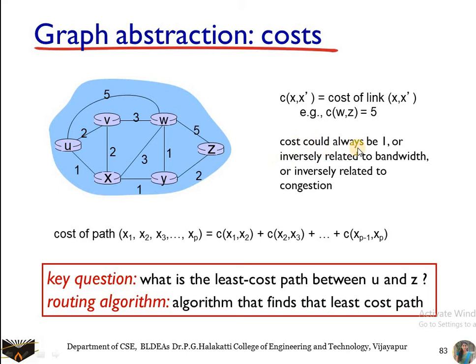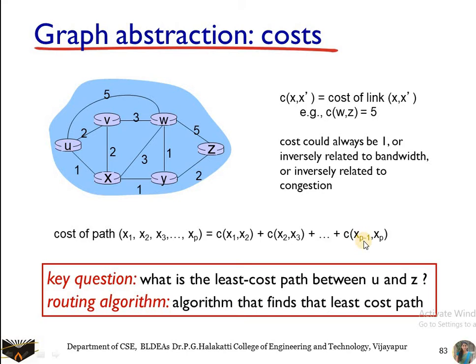So cost could always be 1, or inversely related to the bandwidth, or inversely related to the congestion. So based on these criteria we can decide the cost. The cost of the path from x1, x2, x3 up to xp: if you want to travel from x1 to xp, then the cost is going to be the cost from x1 to x2 plus the cost from x2 to x3.